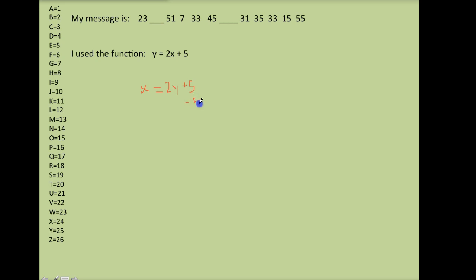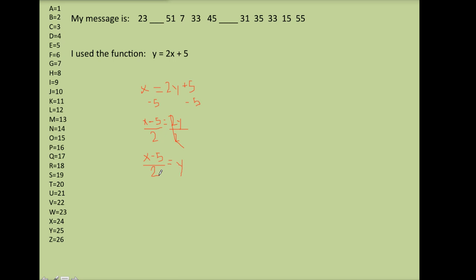So to solve for y, I would have to first subtract 5 from both sides. I apologize for the ugliness of my writing, but that's just the way it is. Okay, so x minus 5 equals 2y. I still have to solve for y. It's multiplied by 2, so to undo that I would divide by 2 on both sides. Now if you're not a super big fan of fractions, I would just leave it like this, because when you're decoding, this will be a lot easier to work with than if you take the 2 and divide it into each little piece. Okay, so my inverse function is x minus 5, that whole thing, divided by 2. Okay, so step 1, find the inverse of their function.